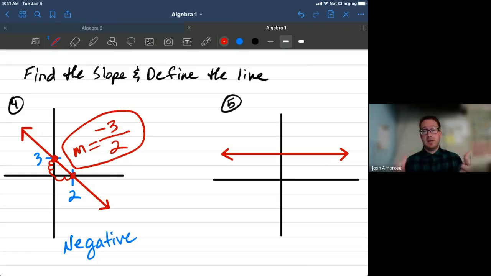Perfect. Now, I see a horizontal line. I also don't see any points. Because it's a horizontal line, you immediately should know, using your notes, what is my slope? M equals 0. We have a 0 slope. All right, perfect. There you go.